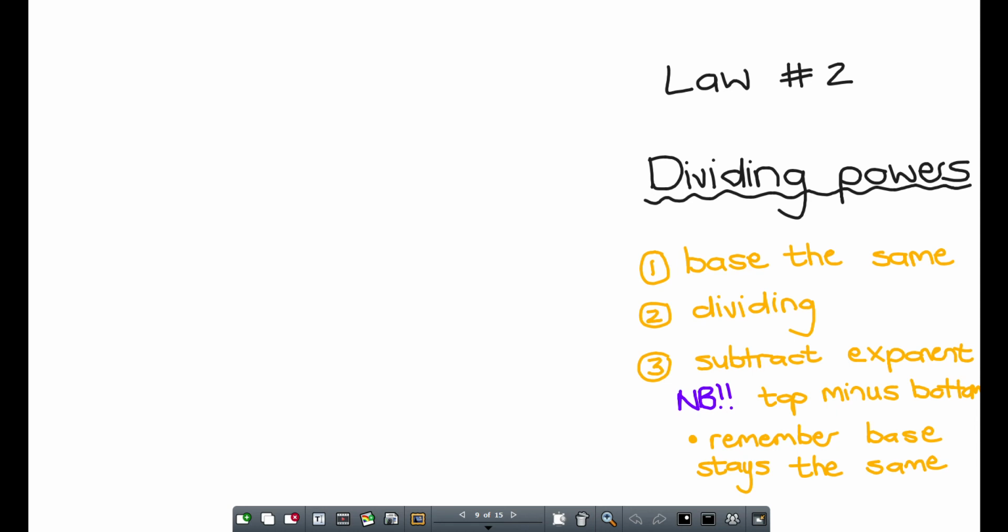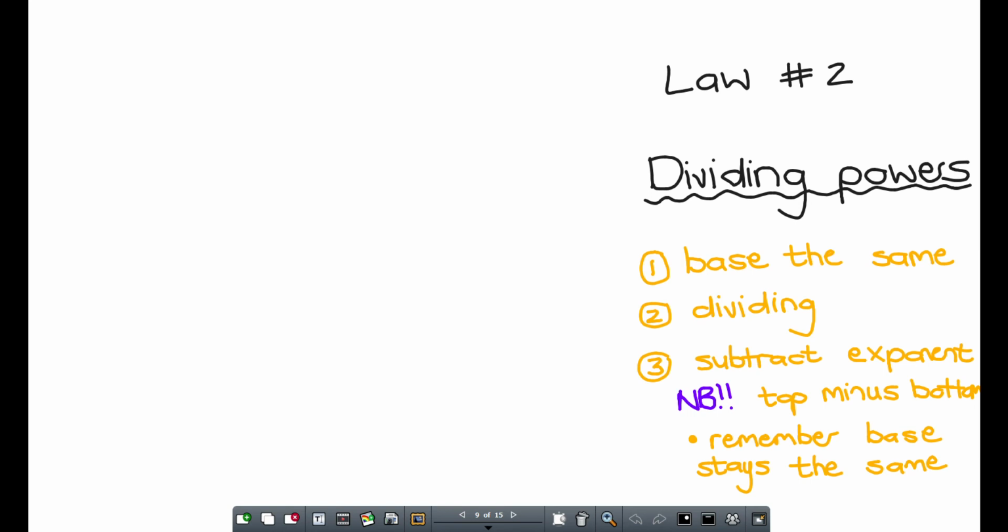Law number 2. So this still applies to the same thing, just adding. It's still exponents, but it's now a different law. In the previous law, the base was the same when we multiply. But now, the base is the same and we divide. So we said we're going to subtract our exponents.